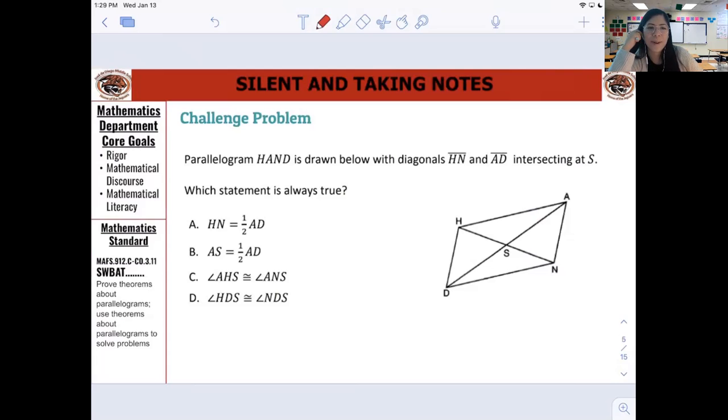Rios, go ahead and read this problem for us. A parallelogram HAND is drawn below with the diagonals HN and AD, intersecting at S.